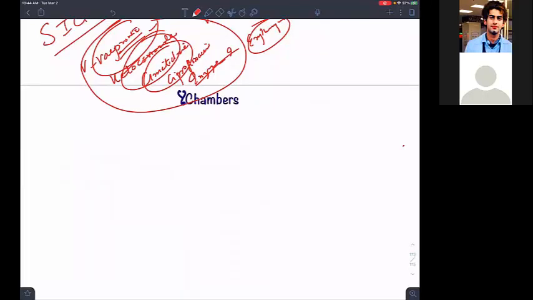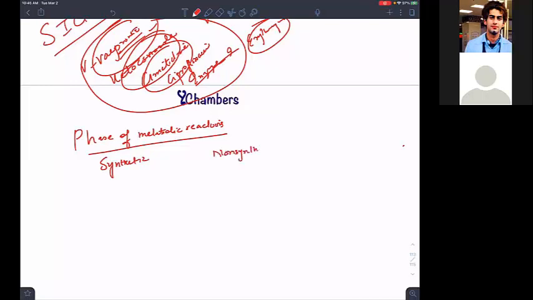So your microsomal enzymes, what else can they do? First I will tell you about the phases of metabolic reactions. What are the phases of metabolic reactions? The metabolic reactions which the liver is doing, we classify into two phases. One is a non-synthetic phase, another is a synthetic phase. Synthetic phase is phase 2. Non-synthetic phase is phase 1.